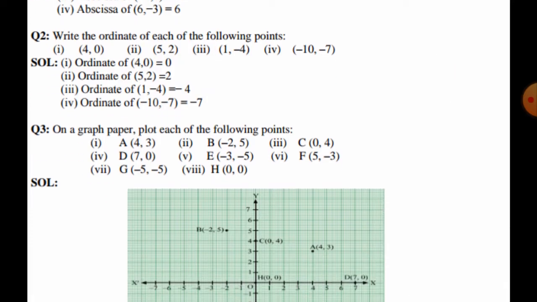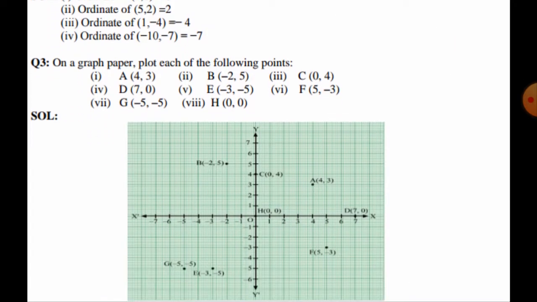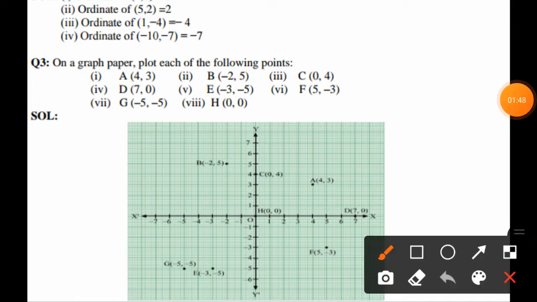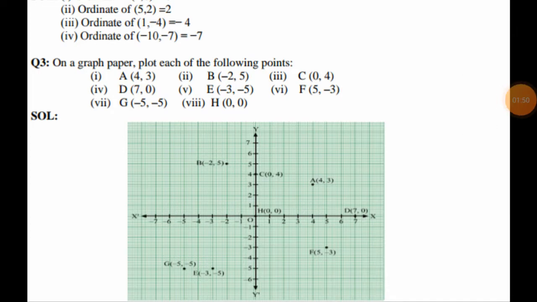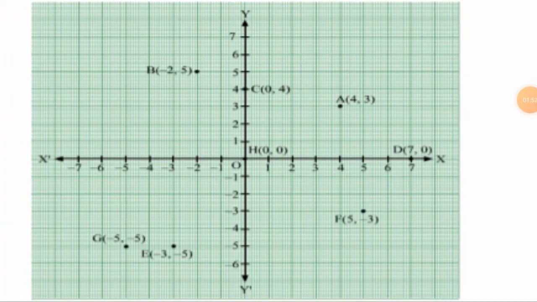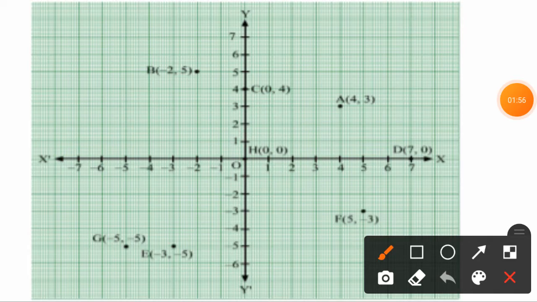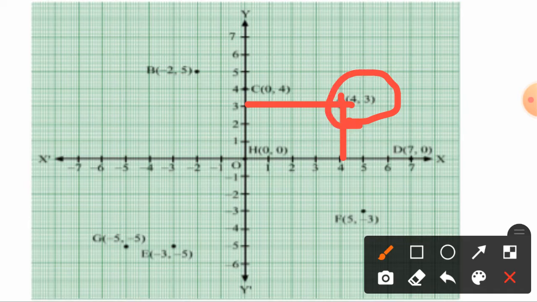Now how do we represent these points on graph paper? Plot each of the following points. First, point A (4, -3). How do we represent this? On the x-axis this will be 4 and on the y-axis it is -3. So this point will be (4, -3).